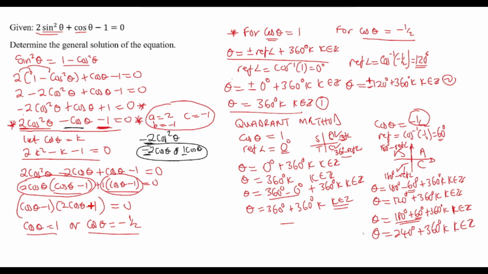So we have this, we have this, we have this, we have this one here, and then we have this one here. And then here there are actually two. The one with positive 120 degrees and the other one with negative 120 degrees. Right, if you chose the formula method, your solution was going to look like this. And then if you chose the quadrant method, your solution was going to look like this.